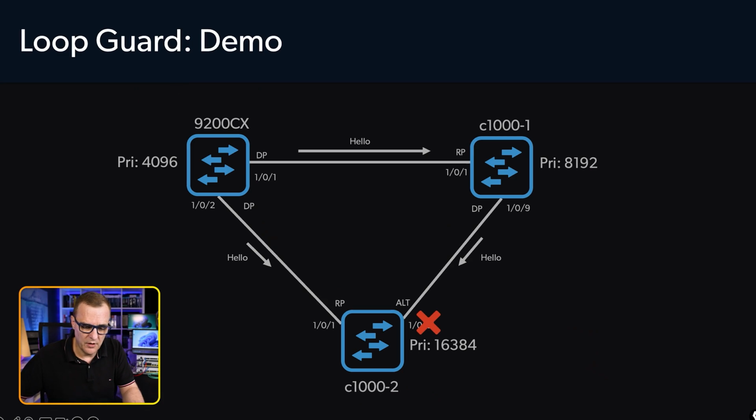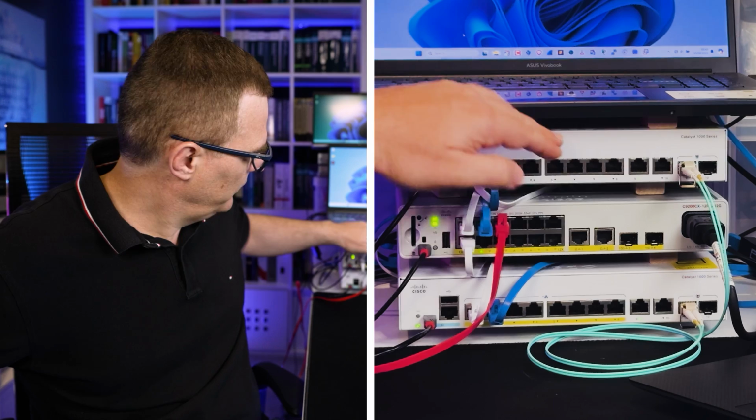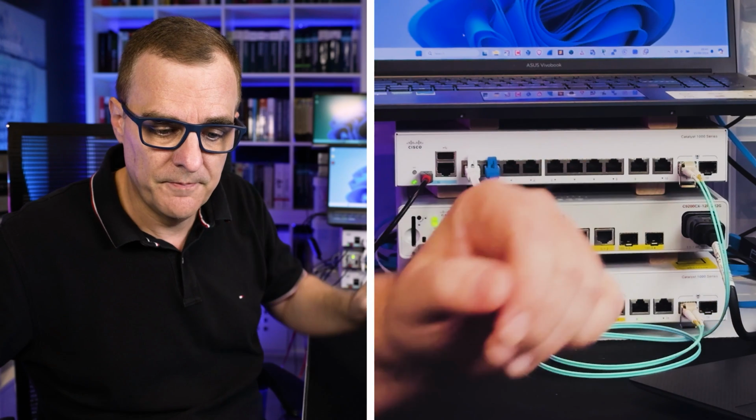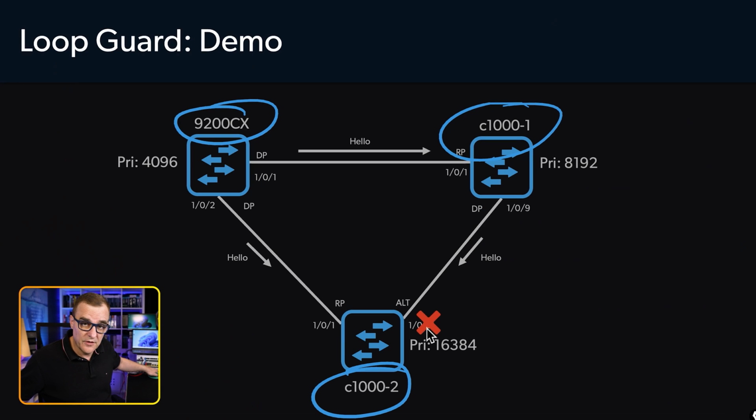Okay, the theory is okay. Much better to see this practically. So let's demonstrate this. Again, I have got a 9200 series switch in the middle. I've got two 1000 series switches, switch 1 at the top, switch 2 at the bottom. On the second 1000 series switch, on gigabit 1/0/9, the fiber interface, we're going to enable loop guard and see if it actually works.